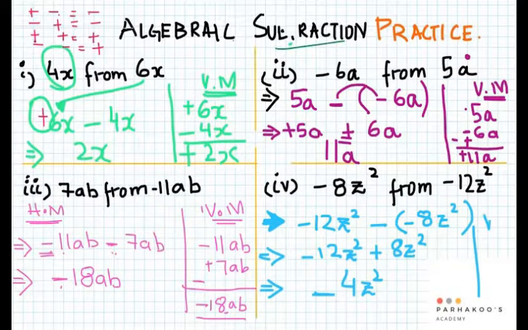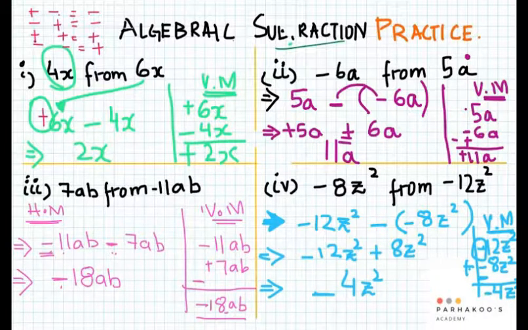Let's do it vertically. Minus 12z squared minus 8z squared, so we need to subtract it, so we'll put a minus sign. So minus minus would become plus, right? So plus minus is minus, so 4z squared, and the sign of the bigger term is minus, so we'll put it.